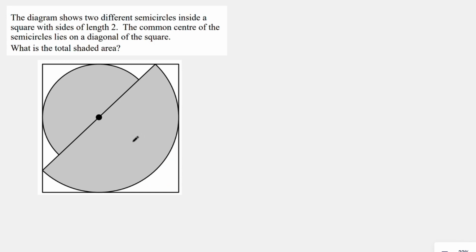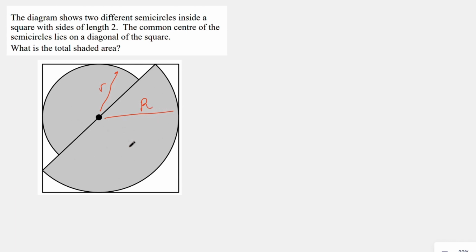Okay, so what we're going to do to solve this problem is to call the radius of this smaller semicircle little r, and like mathematicians would, we'd call this one big R. So we've got little r and big R, the radii of these two circles, and we want to work out what they are, and once we know, we can then work out the areas of each of these semicircles.